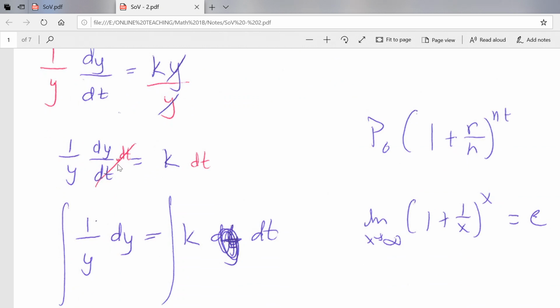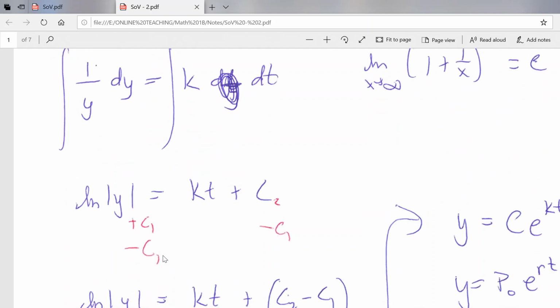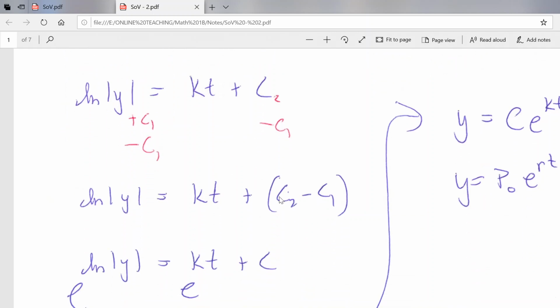So we multiply both sides by dt, and I get 1 over y dy is k dt. Then I integrate. The antiderivative of 1 over y is ln absolute value y. The antiderivative of k is kt plus c. Just like before, technically it's a c1 and a c2, but I can rename c2 minus c1 as a new c.